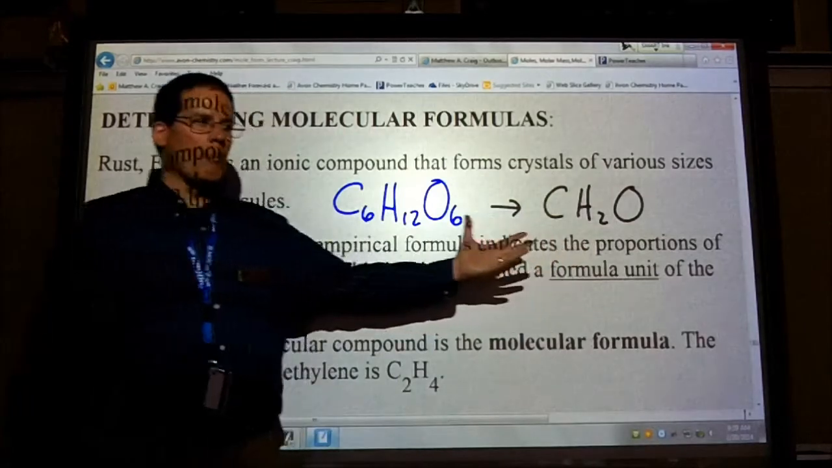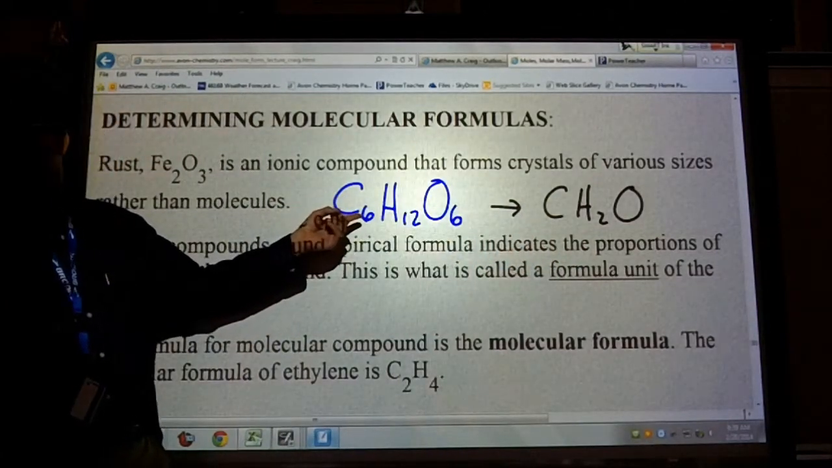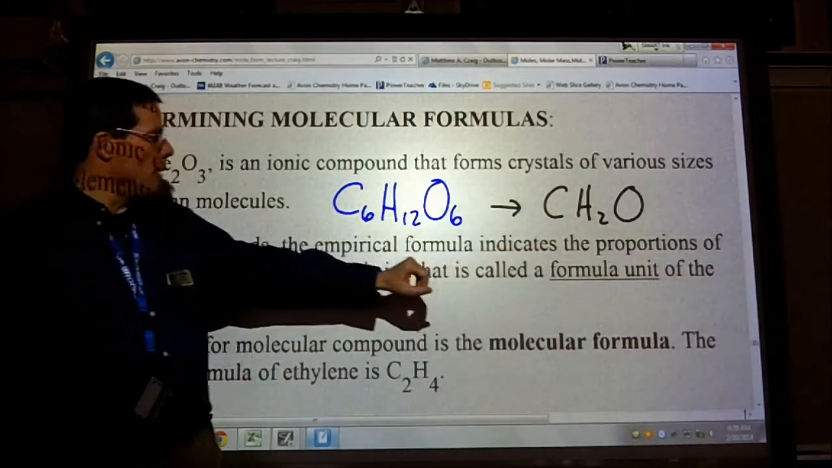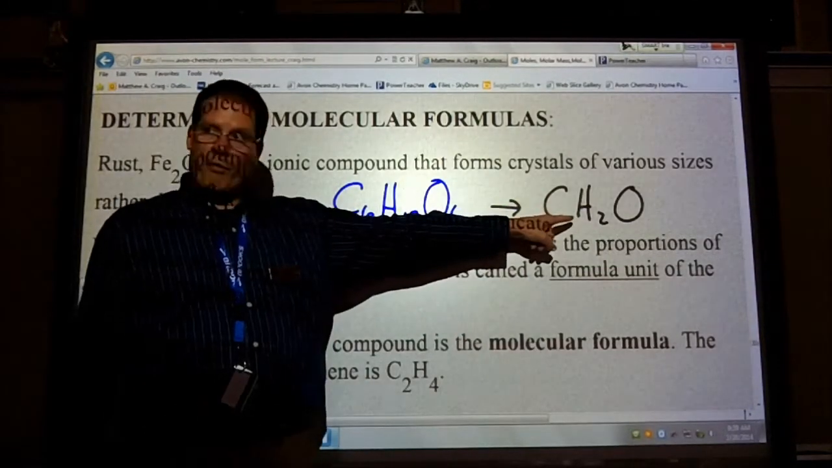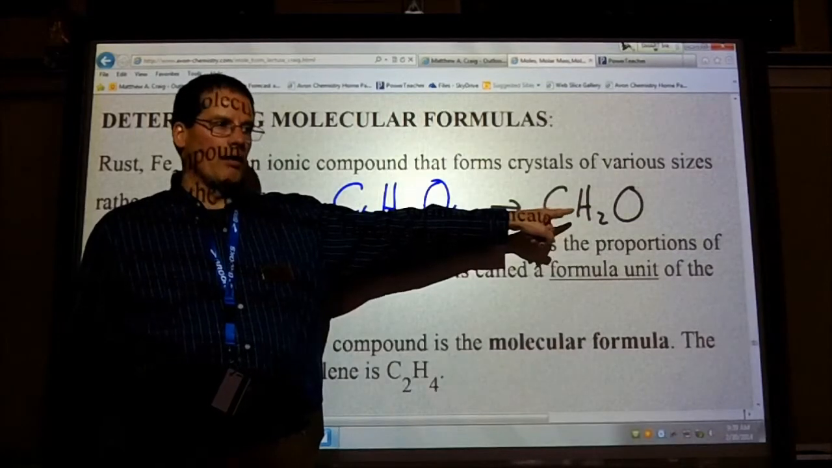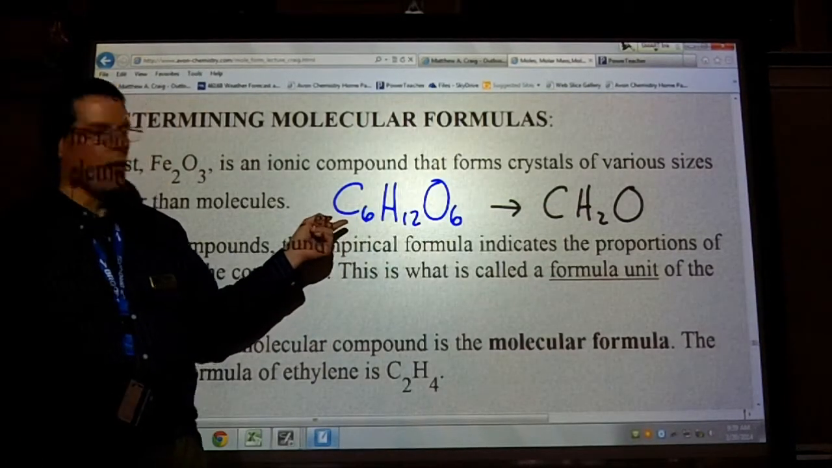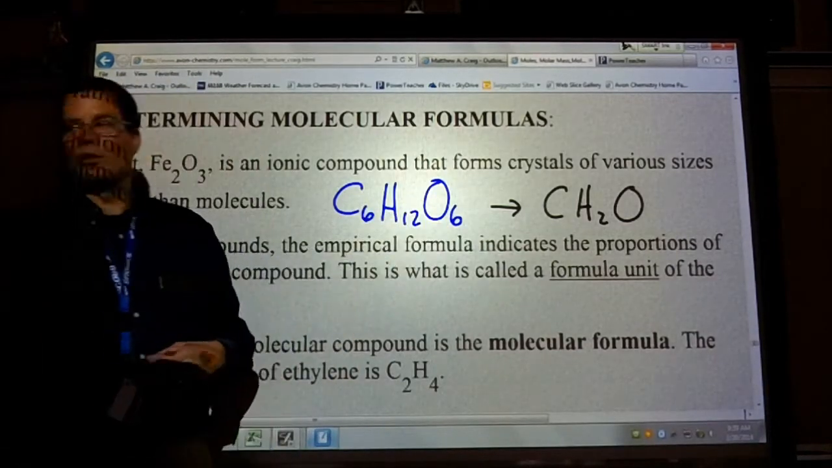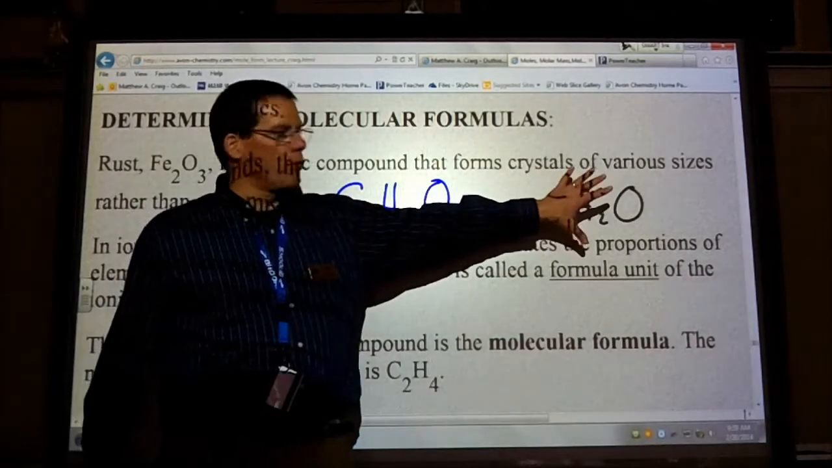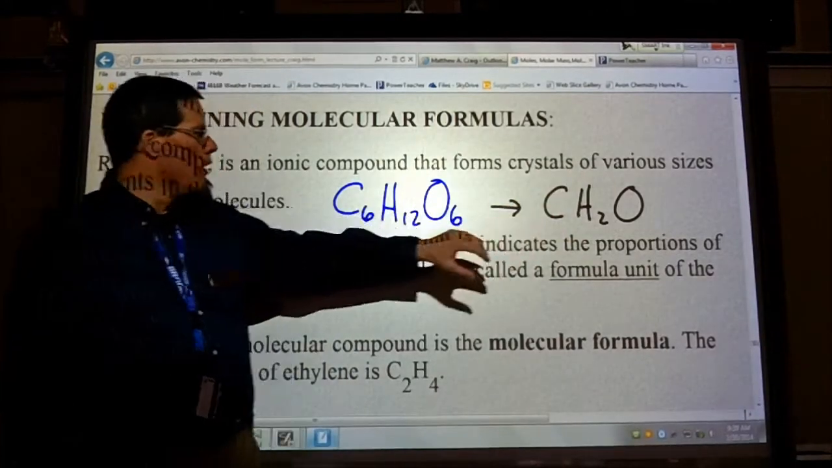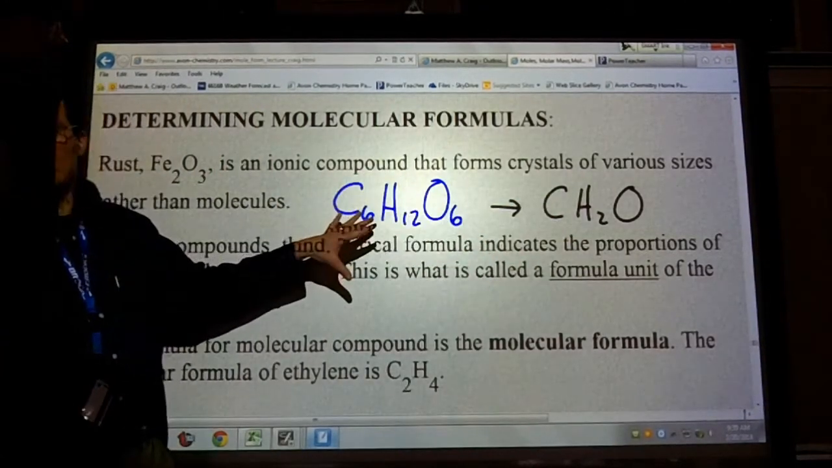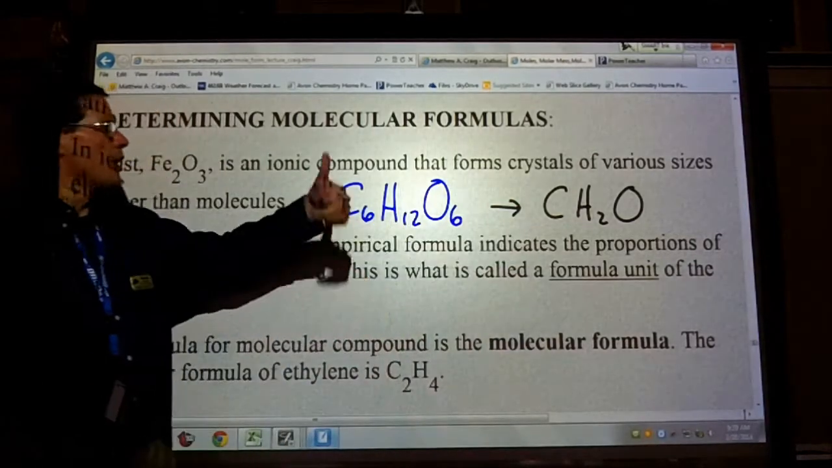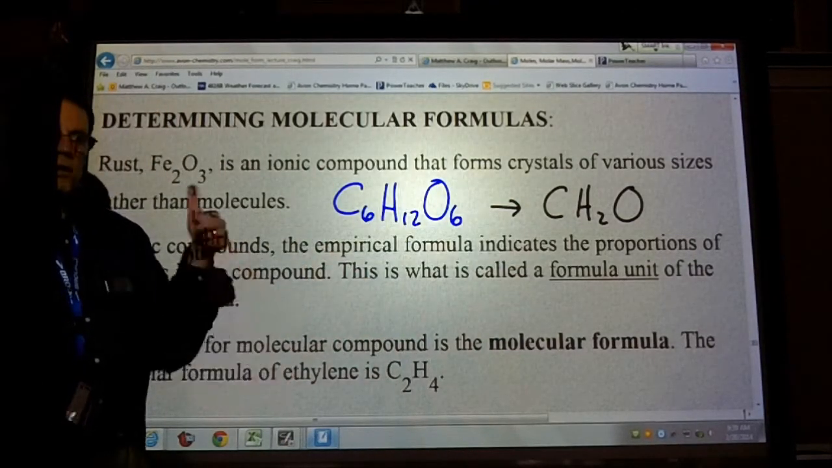Now, with molecular compounds, that would be the molecular formula for this empirical formula. The bad news is, this is the empirical formula for many compounds, not just for glucose. There could be other things that have 12 carbons, 24 hydrogens, and 12 oxygens. But this does represent the smallest whole number ratio for a compound that has this ratio of elements. So today we're going to take empirical formulas and change them into molecular formulas.